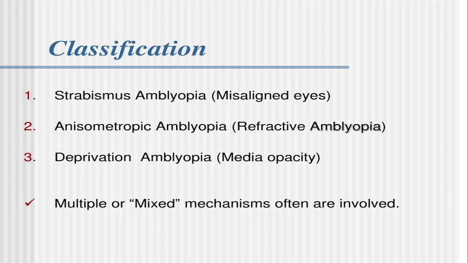Number 5. Deprivation amblyopia. This type of amblyopia occurs when there is an obstruction and deprivation of vision in one eye due to a congenital cataract, corneal opacities, or other ocular abnormalities. Number 6. Mixed amblyopia. This type of amblyopia occurs when a combination of a strabismus and significant refractive error are present in the same eye.